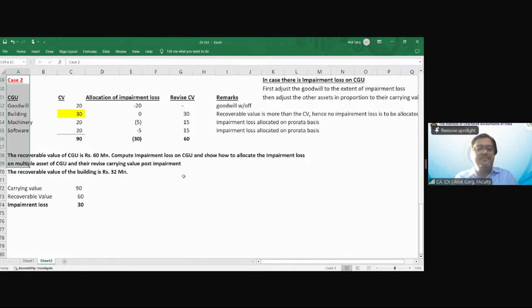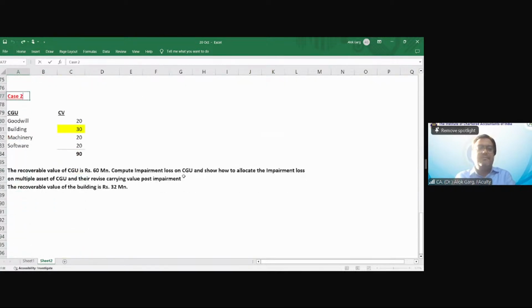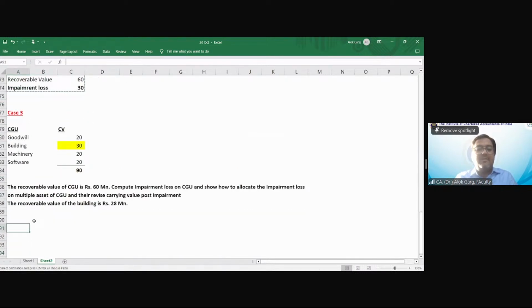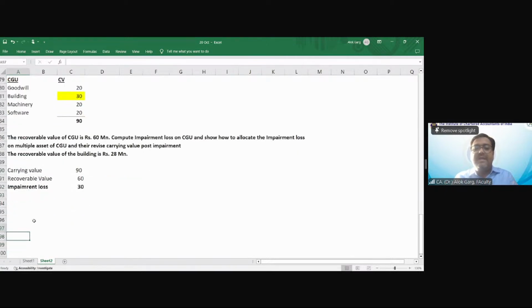Case 3. The recoverable value of the building is 28 million. The recoverable value of the building is given as 28 million. What is my carrying value? 90. Recoverable value 60. This will be the same example. The only thing I did is change the value of the building from 32 to 28.